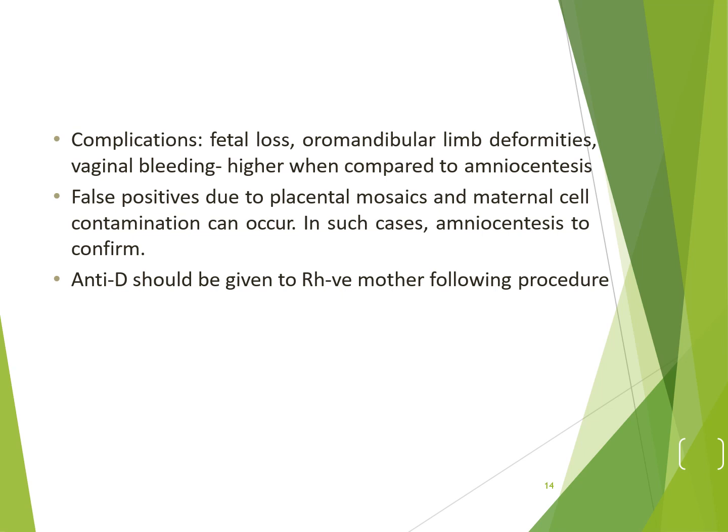And the complications of this procedure include a chance for loss of the baby, a chance for oromandibular limb deformities, and a chance for vaginal bleeding. The complications are high when compared to amniocentesis, because when we are inserting this needle, sometimes it may be difficult for you to locate the placenta exactly. And another thing, when you are inserting it transvaginally, mostly the placenta will be in the upper segment of the uterus. So when you are inserting, there is a chance for damage to the baby, and there is a chance for even bleeding also.